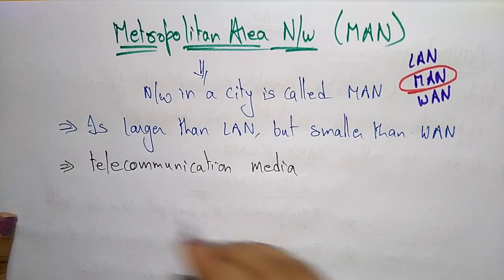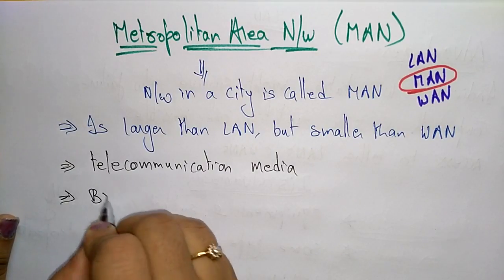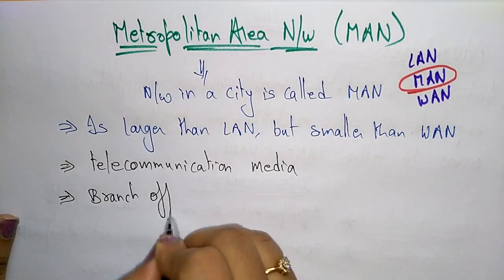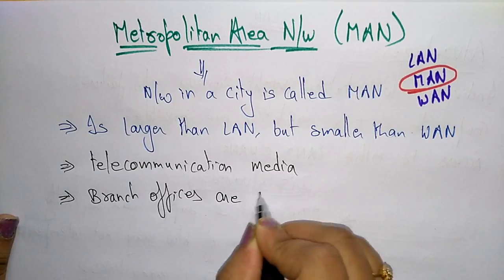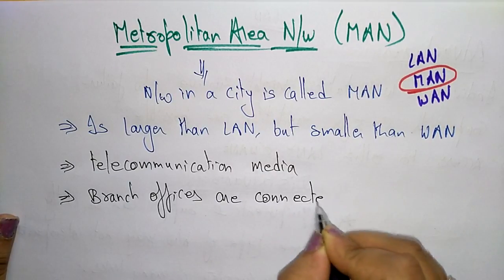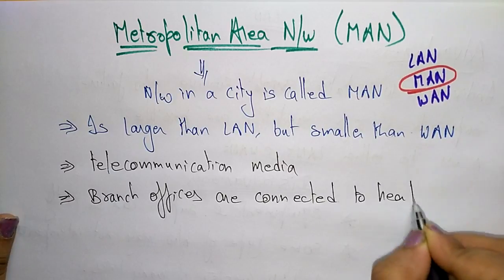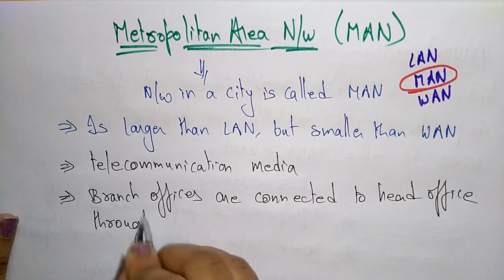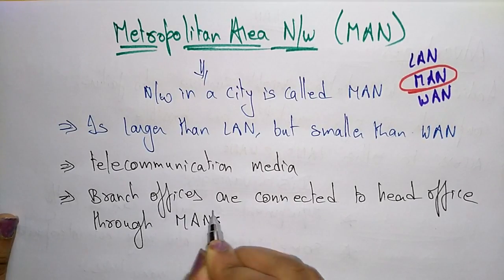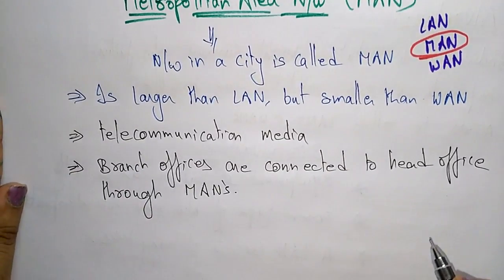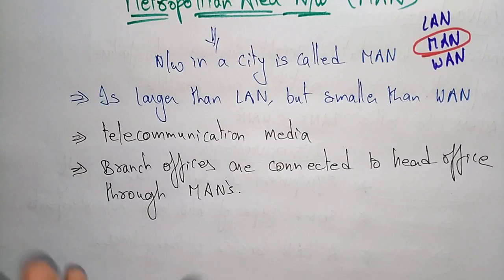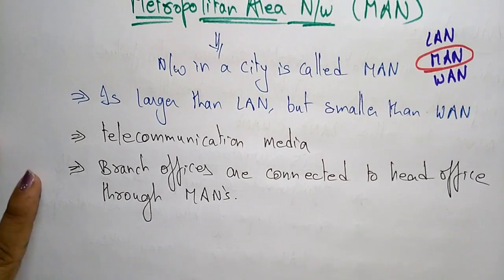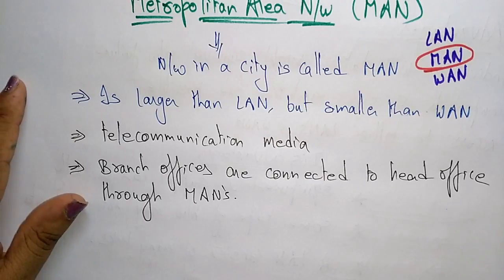Branch offices are connected to head offices through MANs. Let us take an example. The organizations that use MANs are universities and colleges, grocery chains and banks. Everything within the city can go for the metropolitan area network.